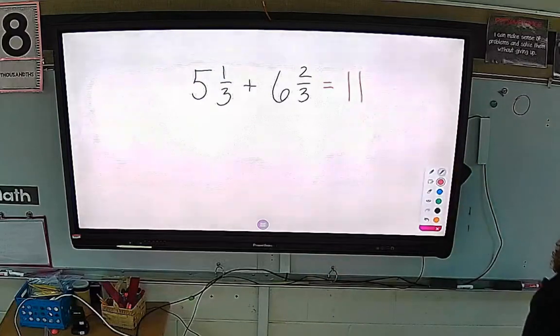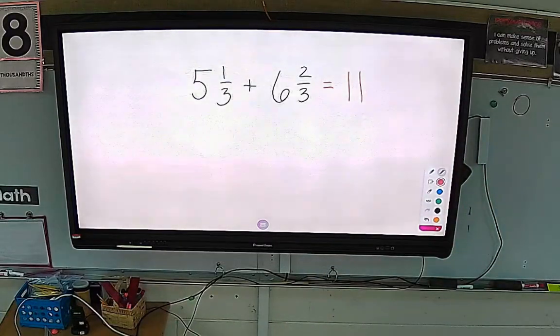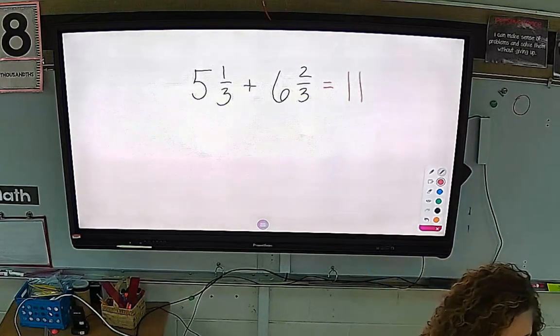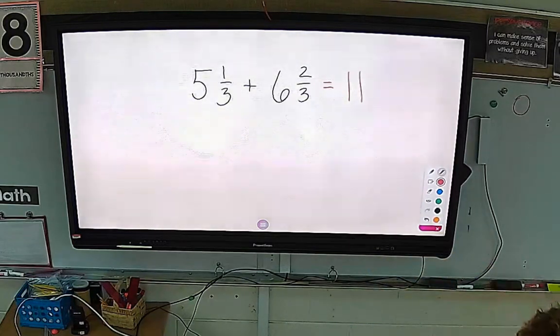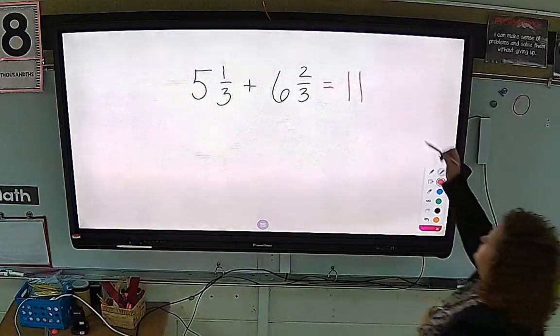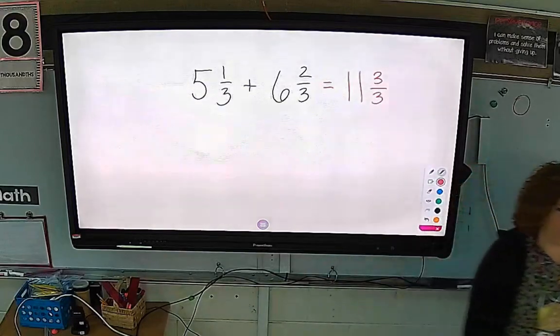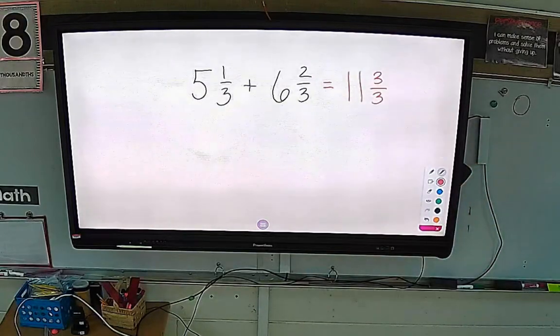All right, we're adding our fraction part. 1/3 plus 2/3. Raise your hand. Okay. I've got 1/3 and I add 2 more thirds. What am I going to get? 3. 3 what? 3/3. Okay. So 11 3/3. Okay. That's what we get though, right? But do we leave it like that? No, we do not.